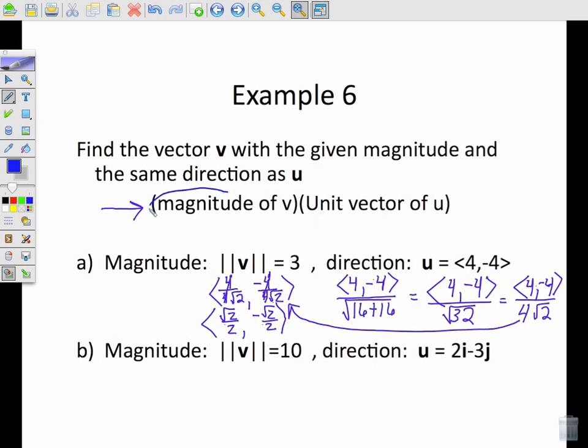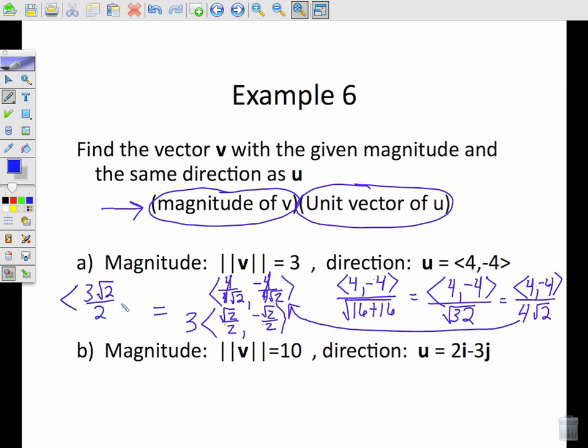And finally, again, what we have to do is you take the magnitude times the unit vector. So my magnitude is 3. So I'm going to take 3 times my unit vector. So the final answer is 3 square roots of 2 over 2 and negative 3 square roots of 2 over 2. There you go. That is my final result. So what you're trying to do is find another vector that has the same direction but with a different magnitude, a magnitude of 3.